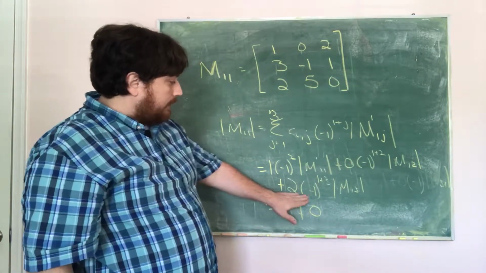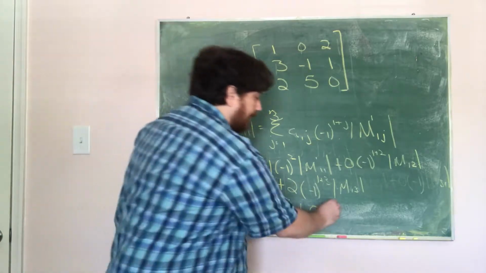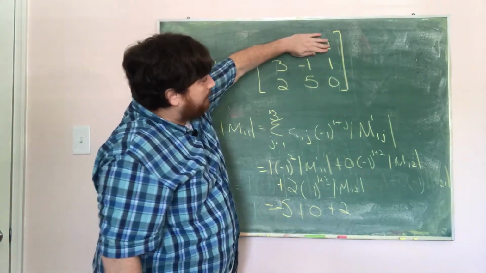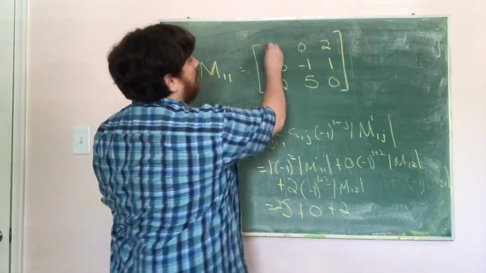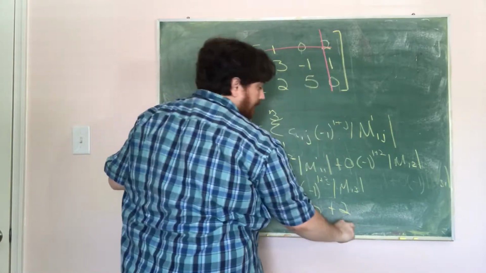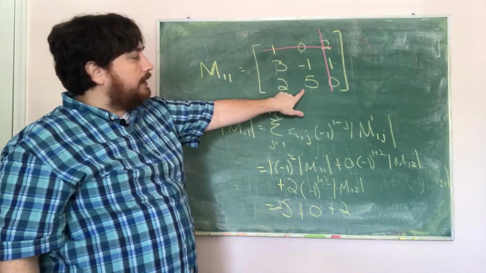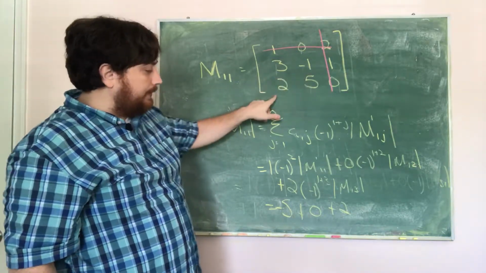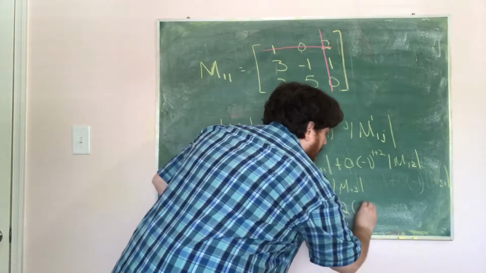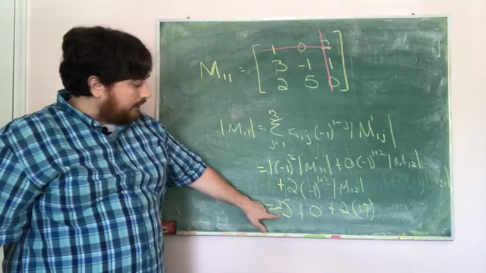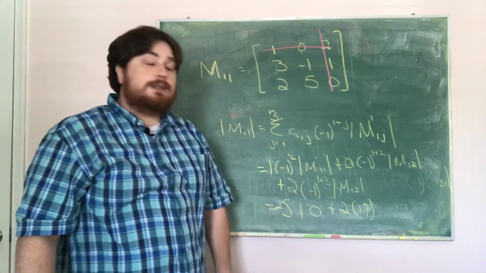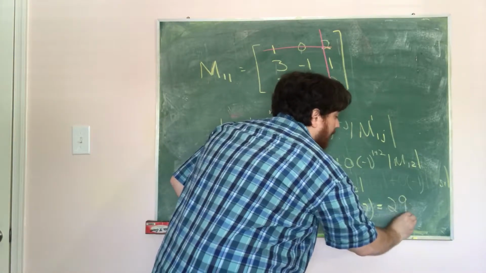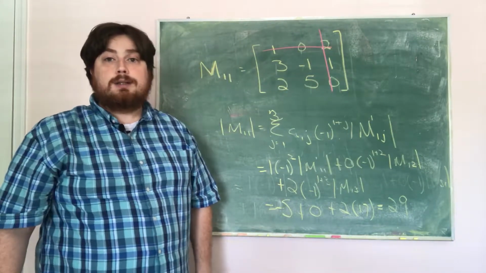And then I would take 2 times negative 1 to the 4th, which is 2, times the determinant if I remove the first row and the third column. So what I'm left with is 3 times 5 is 15, minus negative 1 times 2. So 15 plus 2 is 17. So what I end up with is negative 5 plus 2 times 17, which is 34. 34 minus 5 is 29. So I get that M sub 1,1 is indeed 29.